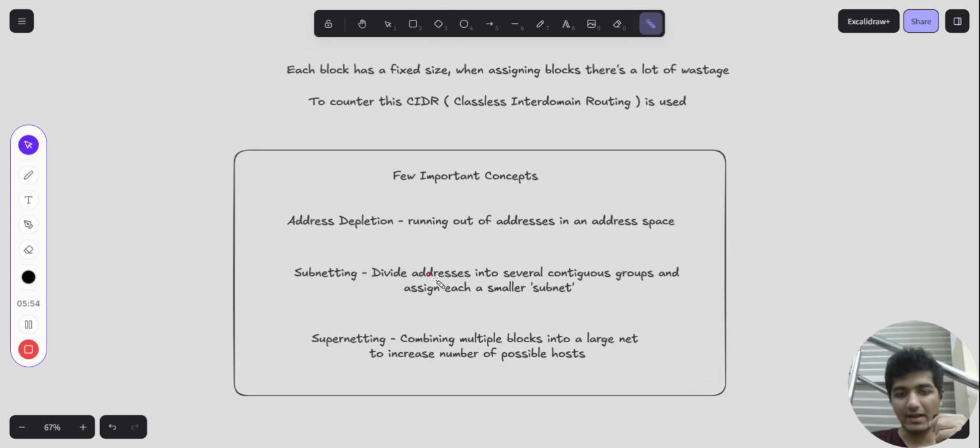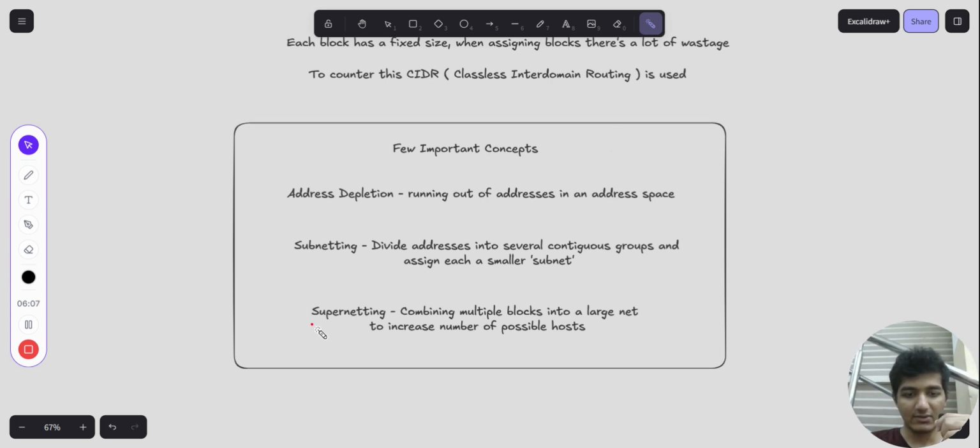Subnetting: dividing an address into contiguous groups, assigning each a smaller subnet. So we have one large net and you're breaking it down into smaller subnets. This gives you more networks. And supernetting: combining multiple blocks into one large net to increase the number of hosts. So you're combining multiple networks to give you one large network.